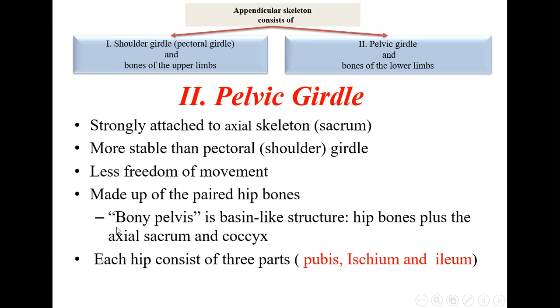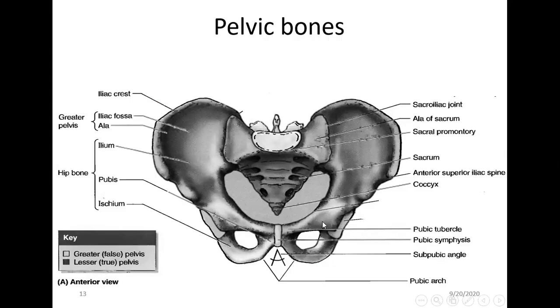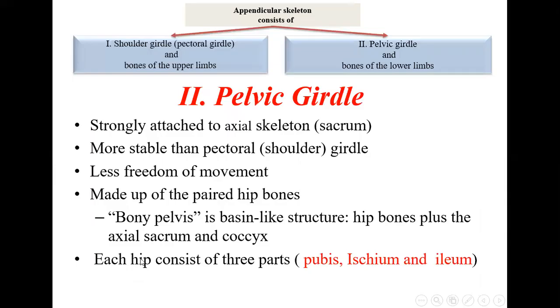It is made up of paired hip bones. If you see here, these 2 are called the hip bones. This is one hip bone, and this is the other hip bone. They are called paired bones because they are 2 in number, so they are called paired hip bones.